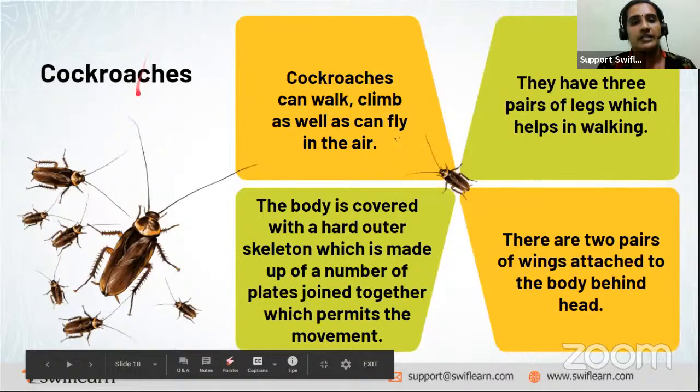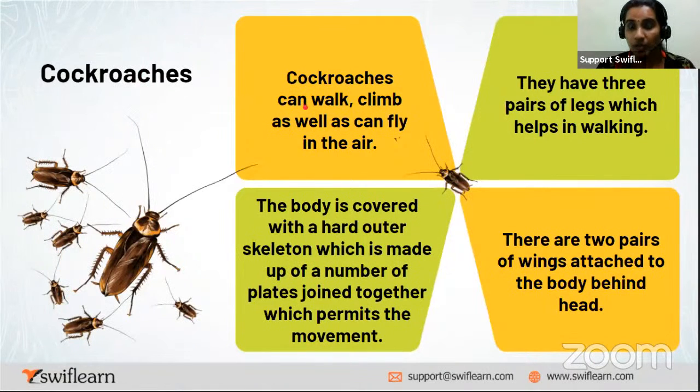Cockroaches can walk. What can they do? They can walk, they can climb, as well as they can fly in the air. Yes, they have 3 pairs of legs which help in walking. So a total of 6 legs. You can see there how many legs are there: 1, 2, 3, 4, 5, 6.